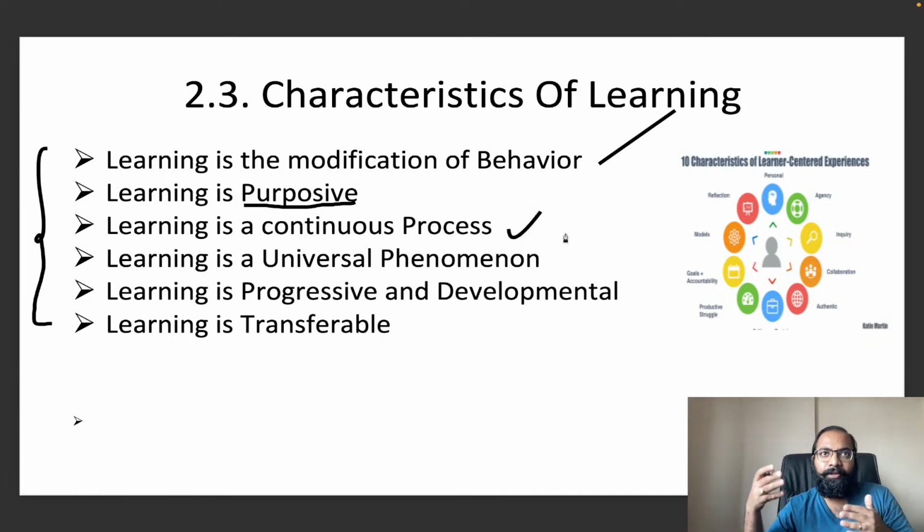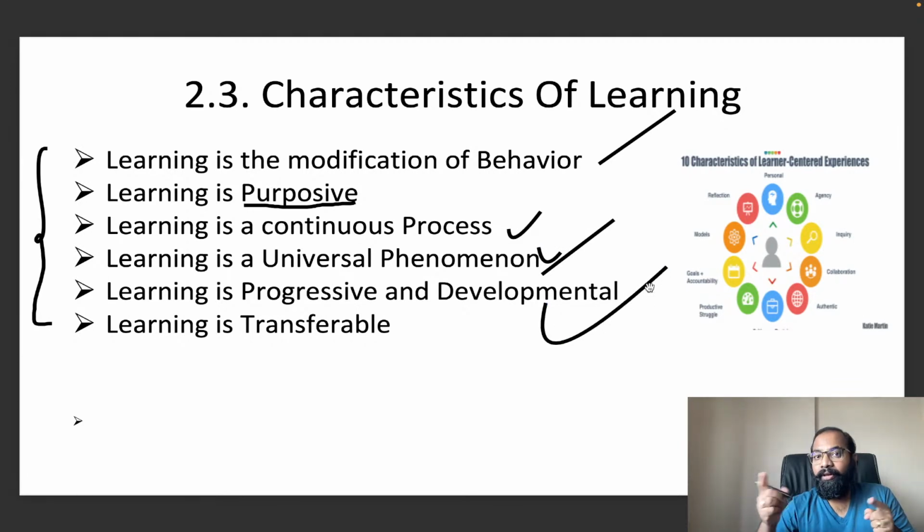Learning takes place not only in human beings but in all other living species. Until our death, we keep on learning something. Yesterday we learned something, today we learned something, and we apply it tomorrow for betterment. It is a continuous process, and it is a universal phenomenon, meaning it is applicable to everybody. It is also progressive and developmental.